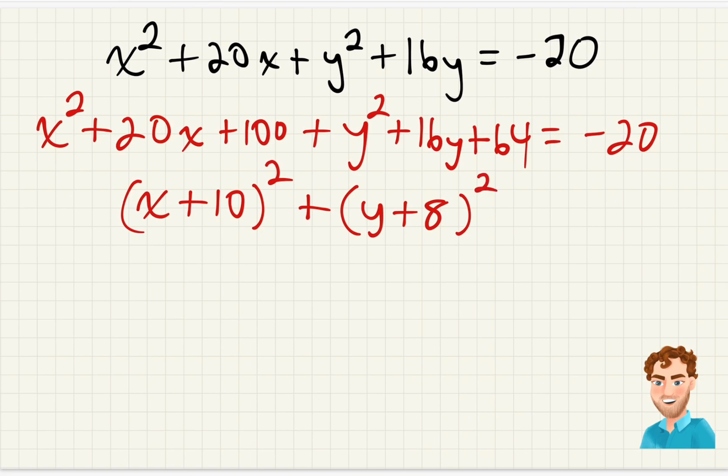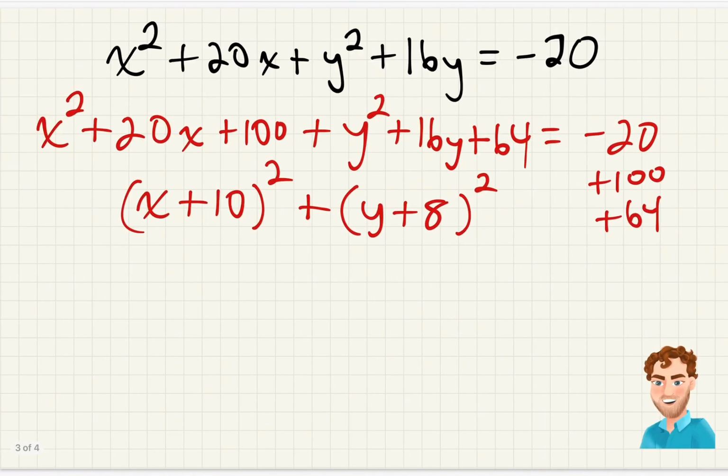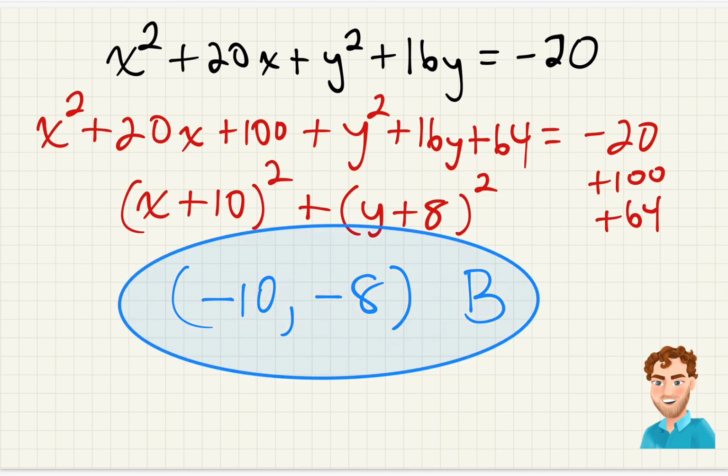Now don't forget, because we added the 100 here and the 64 here, theoretically we would have to add those on this side. However, for this problem, we don't have to do it because they're only asking for the coordinates of the center, which if we reference our equation here, we realize that the center of this circle is just going to be (-10, -8), and that is answer choice B. Not too bad if we have mastered completing the square.